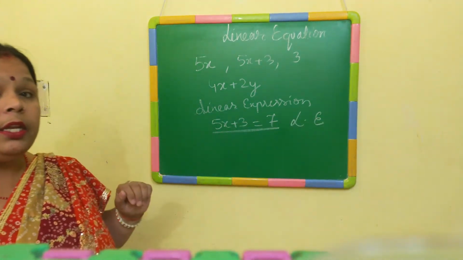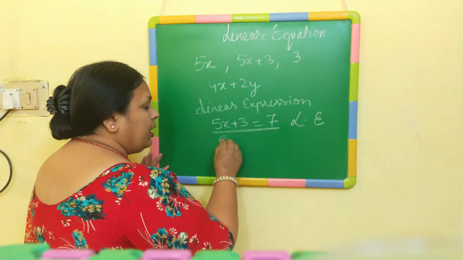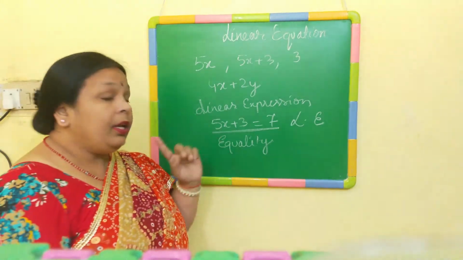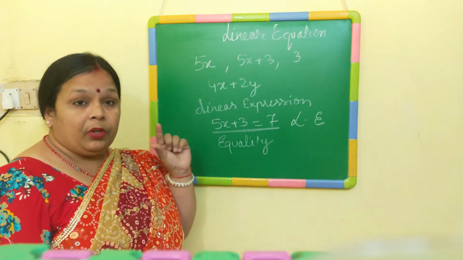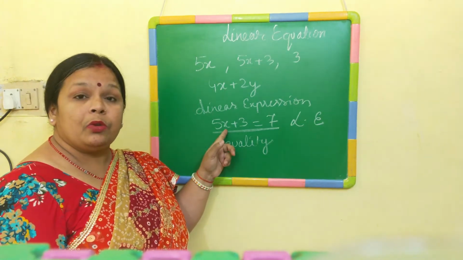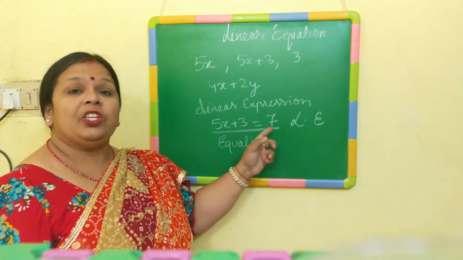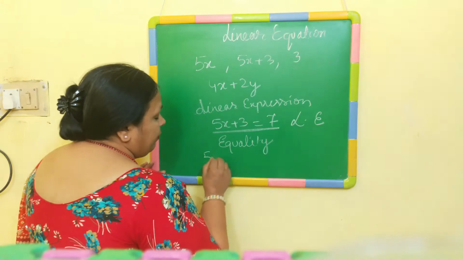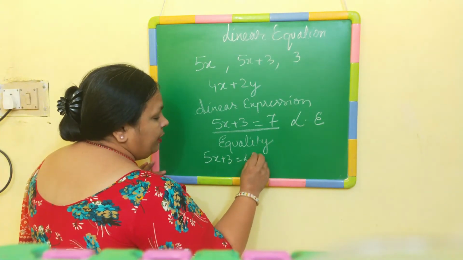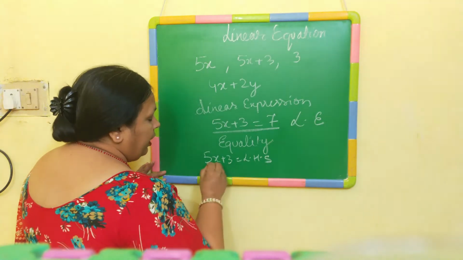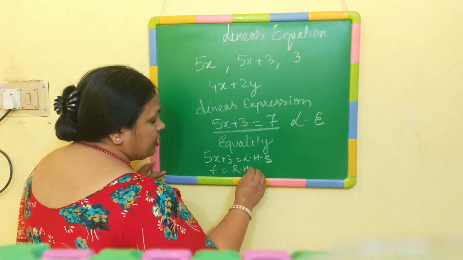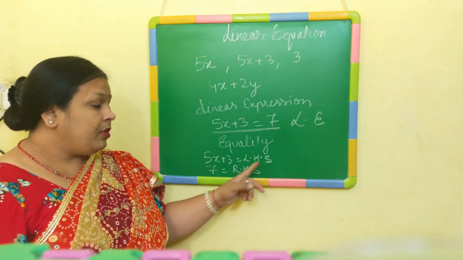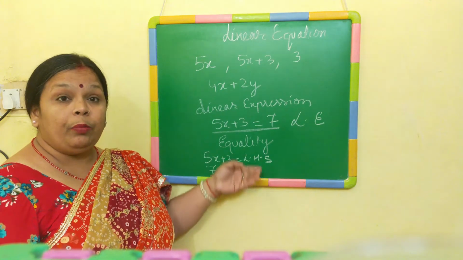Clear? This linear equation conveys an equality condition, and the variable has a fixed value. For a particular value, when you substitute it instead of x, you will get 5x plus 3 is equal to 7. Apart from this, 5x plus 3 is the LHS, that is the left hand side, and 7 is known as the RHS, that is the right hand side. Now when we solve equations, LHS is equal to RHS when the values become equal.